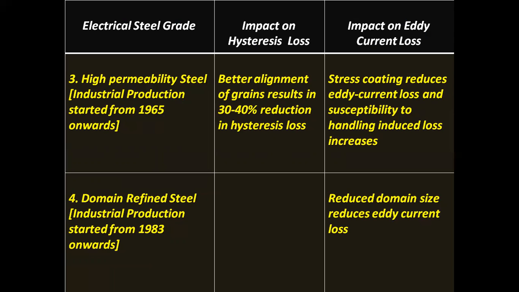Domain refined steel, industrial production started from 1983 onwards. No special impact on hysteresis loss, only impact on the eddy current loss, that is reduced domain size reduces eddy current loss.